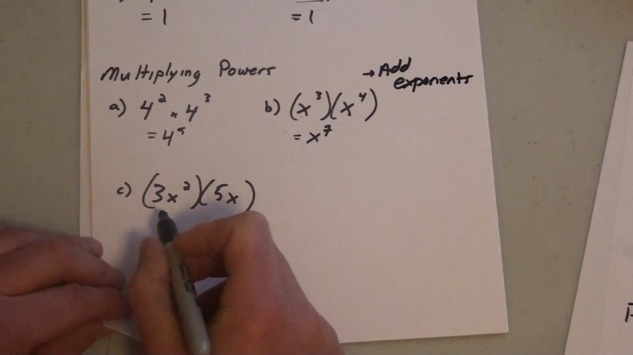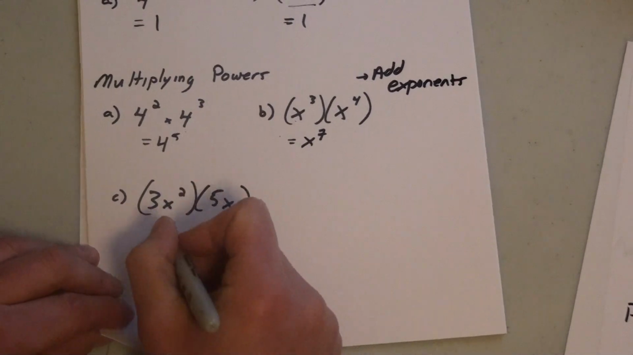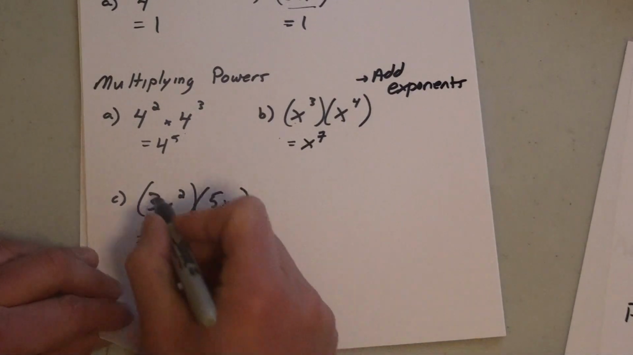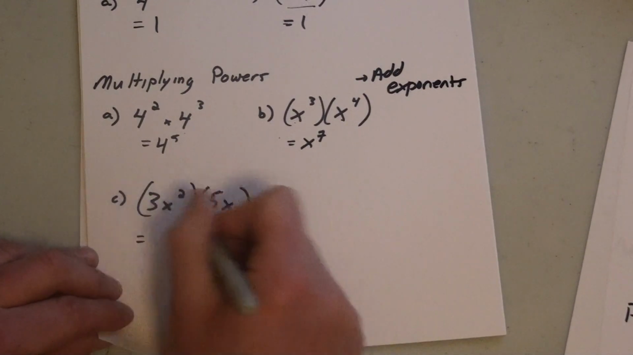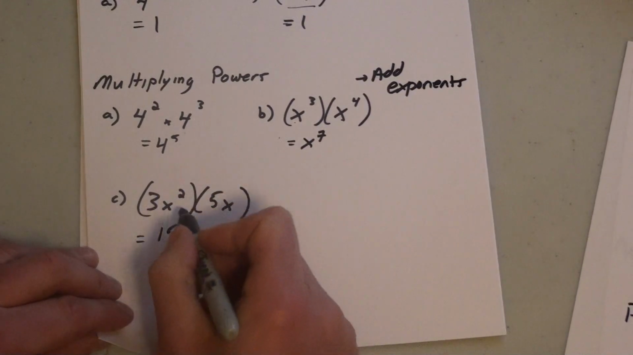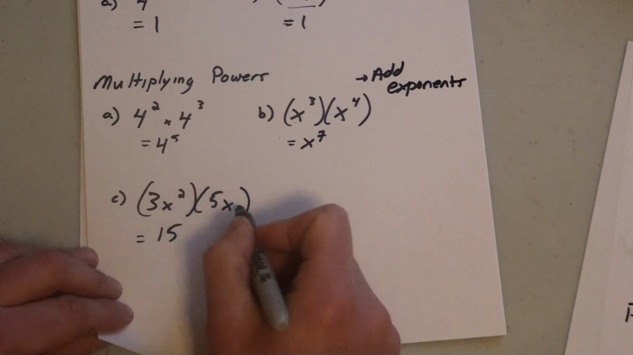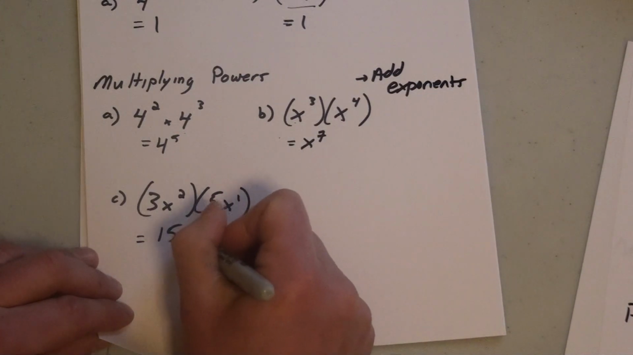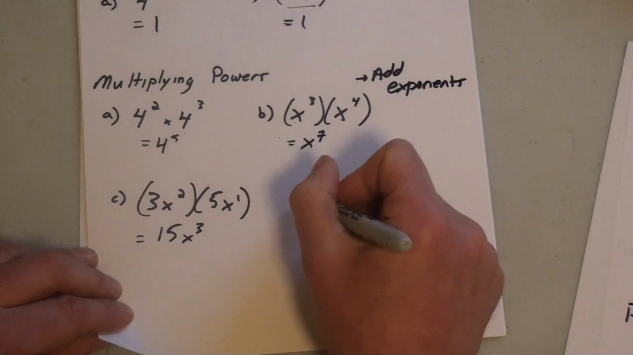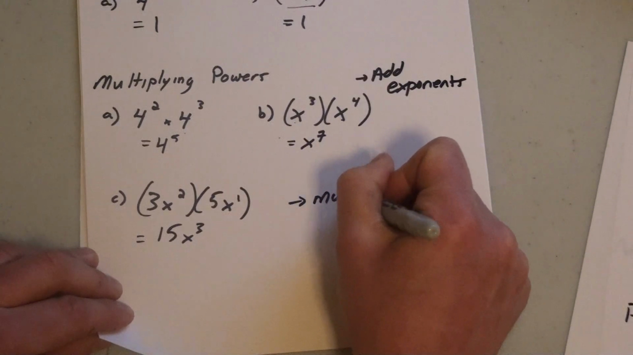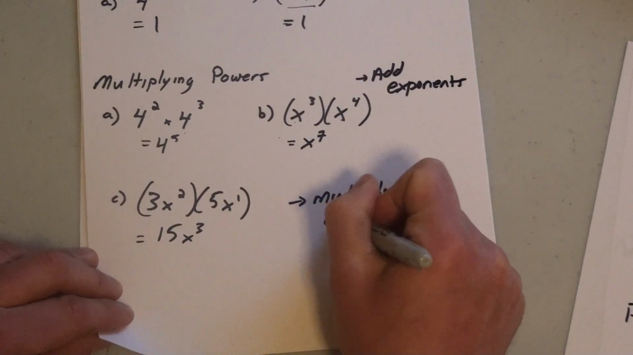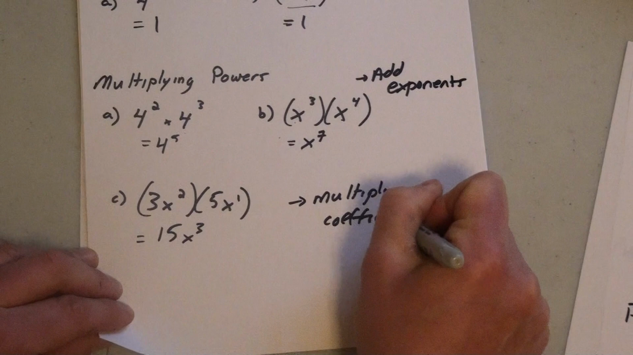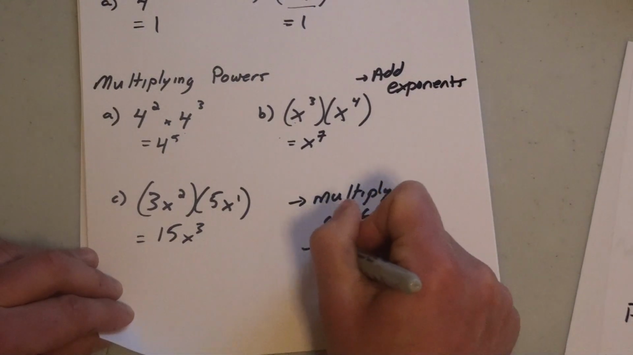A little bit harder of a question when you have some coefficients mixed in. I'm still multiplying, so multiplying the numbers is still going to apply. So 3 times 5 would be 15. But when I have any exponents, x squared, then x to an invisible exponent of 1, I again add my exponents, so it would be x cubed. So I multiply my coefficients, and I add my exponents.